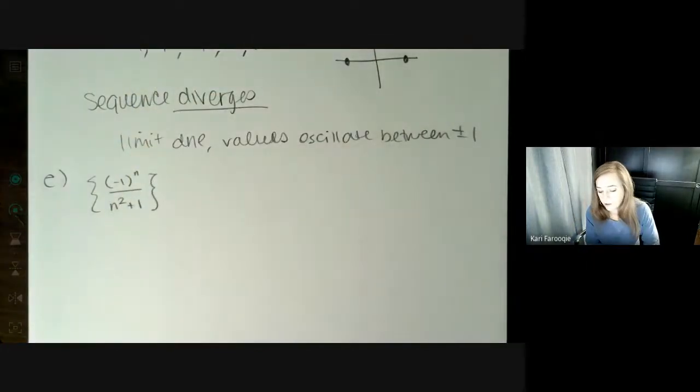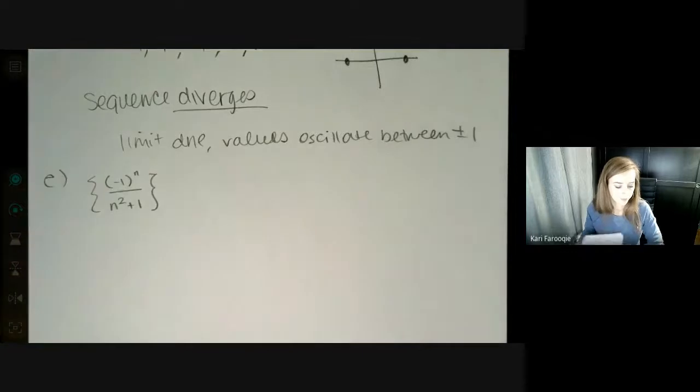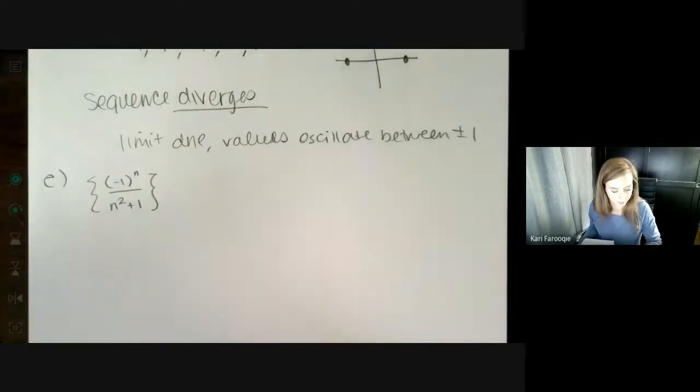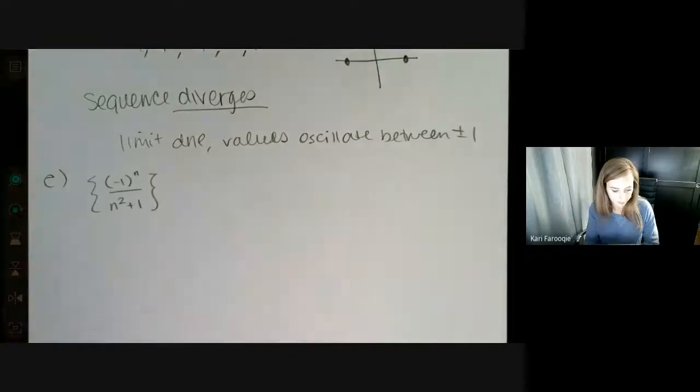Okay. This is -1 to the nth power divided by n squared plus 1. Trying to figure out if there's a theorem for this one in your book. I don't think there is a theorem. Unfortunately, there's actually not a theorem for a lot of these things. A lot of this is you using your common sense and being able to come up with solutions.